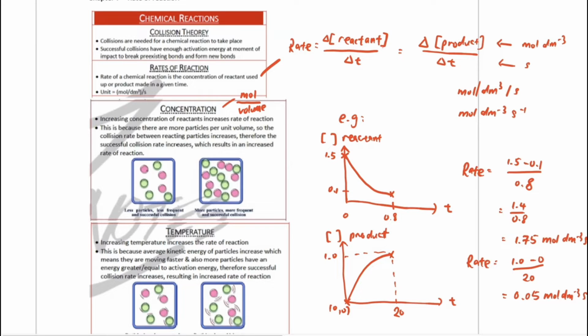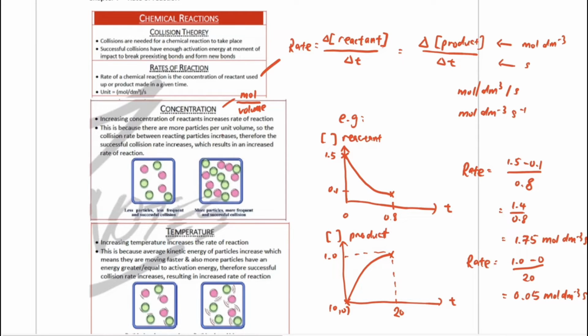This is a less concentrated diagram. This is a more concentrated diagram. You can see if it's more concentrated, you see more particles in the same volume. More particles. Now you see the explanation here. This is because there are more particles per unit volume, more particles as you can see there, so the collision rate between reacting particles increases.